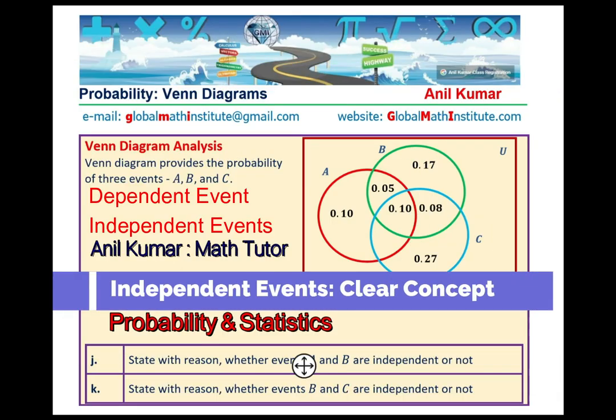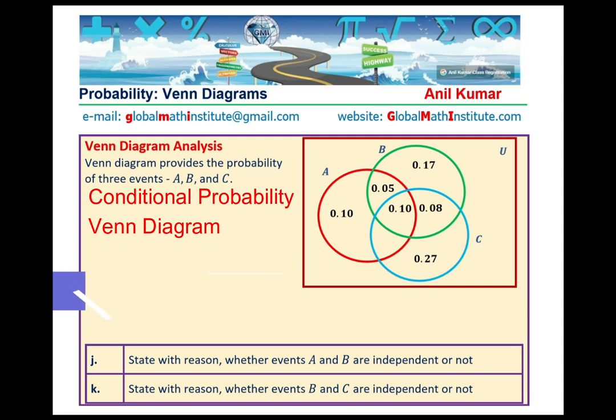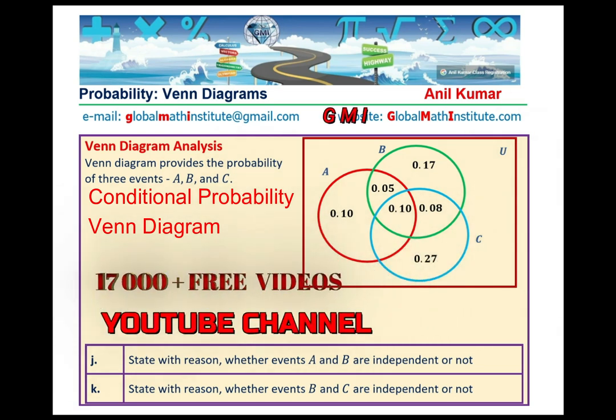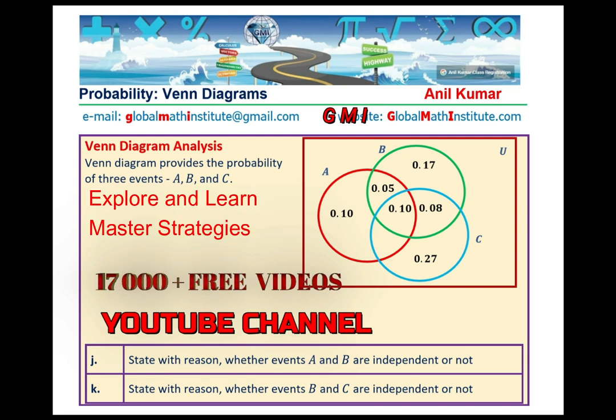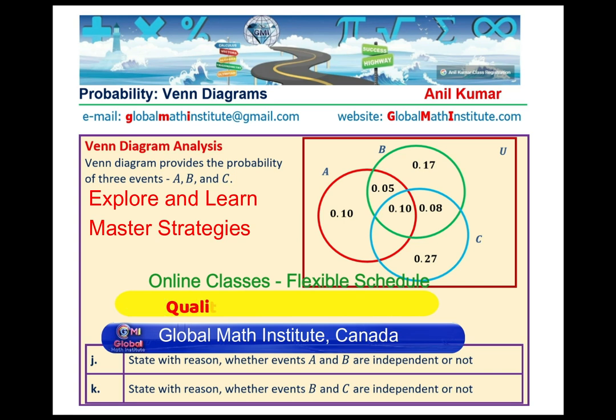Let us now understand very clearly what are dependent events, what are independent events, how do we work with conditional probability problems and relate them with the Venn diagrams. An overview with great examples to explore in this video.